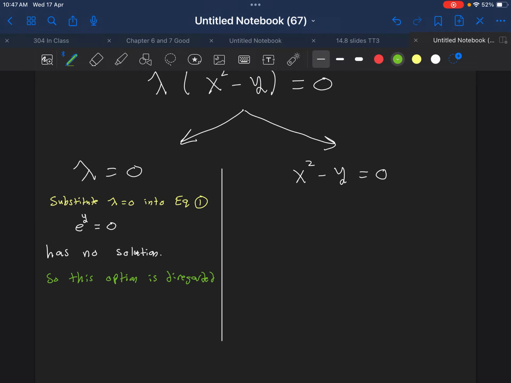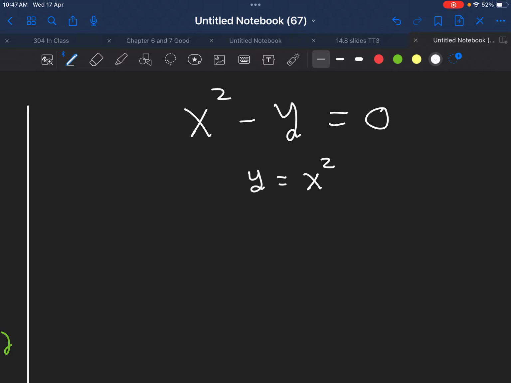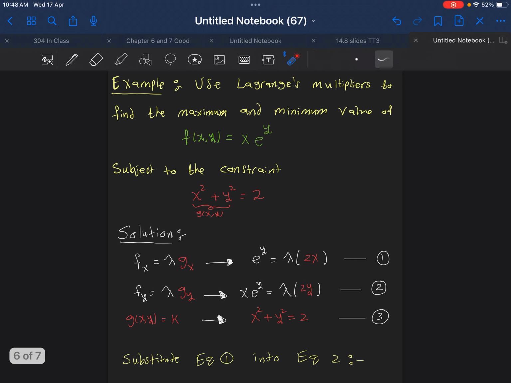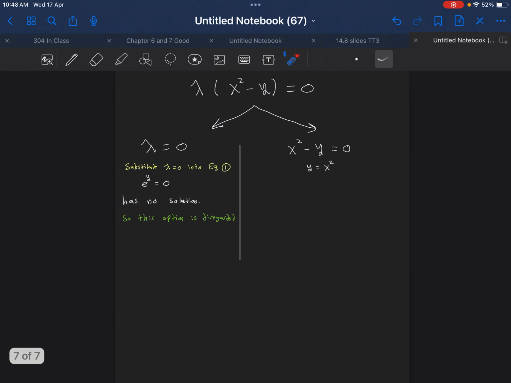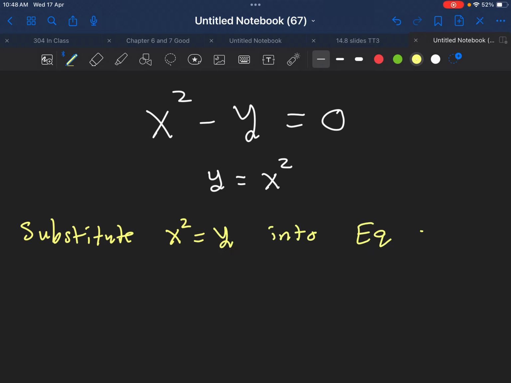Which means we are left with only one option, option number 2, that x squared minus y equal to 0. In this option, y will be directly equal to x squared. Now, if I go back to the three equations that I had before, equation number 3 is the only equation that has only x and y. So what happens if I substitute one variable into the other? Here, I will substitute x squared equal to y into equation number 3.